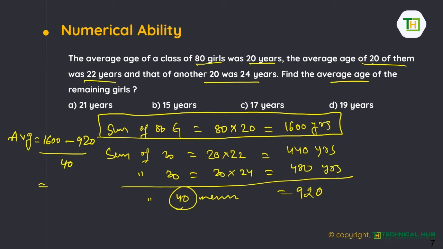Now you can calculate the value. Here it is: 680 divided by 40. 0 gets cancelled. Therefore, the average of the remaining 40 members is 17 years. Option C is the right answer.